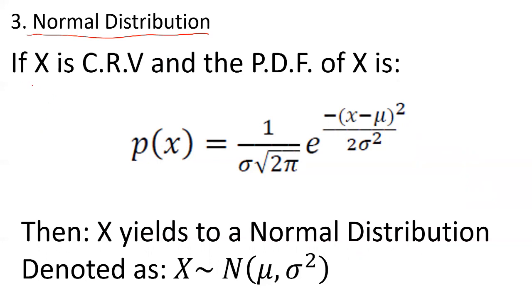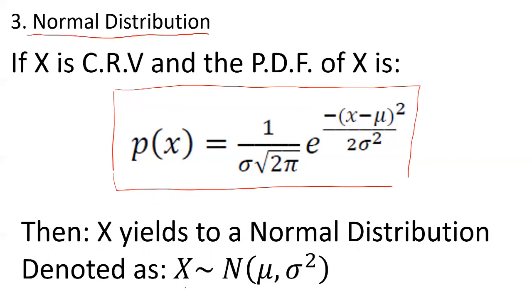By definition, if X is a continuous random variable and the PDF of X has this form, then X follows a normal distribution, denoted as X ~ N. There are 2 parameters in normal distributions. First one is its mean, mu. The second one is its variance, sigma square.